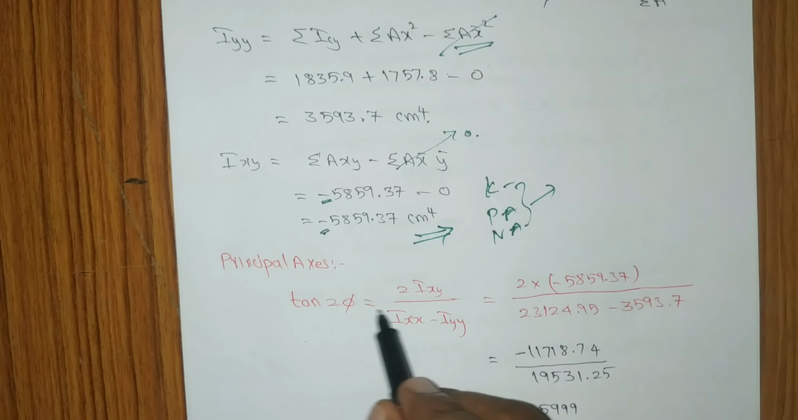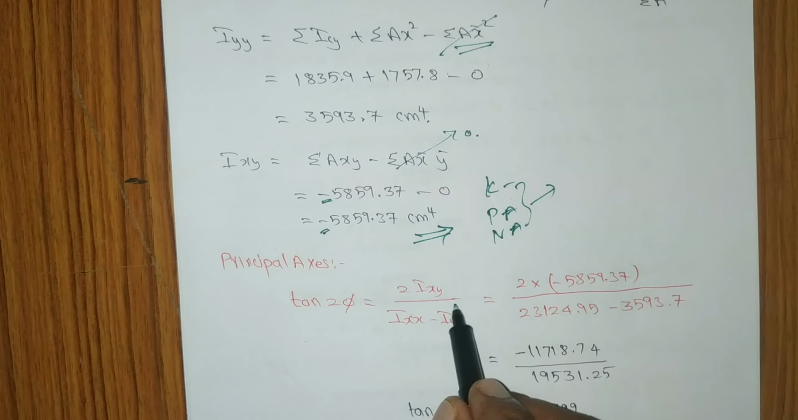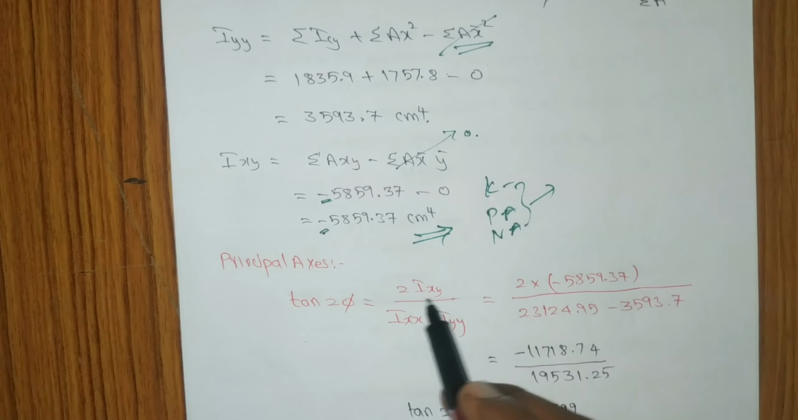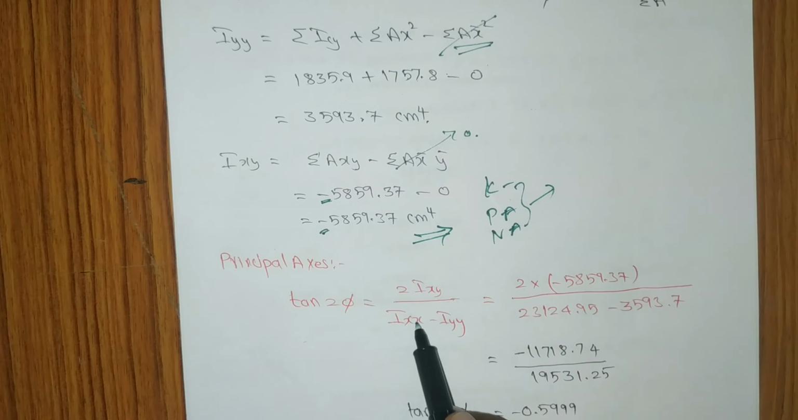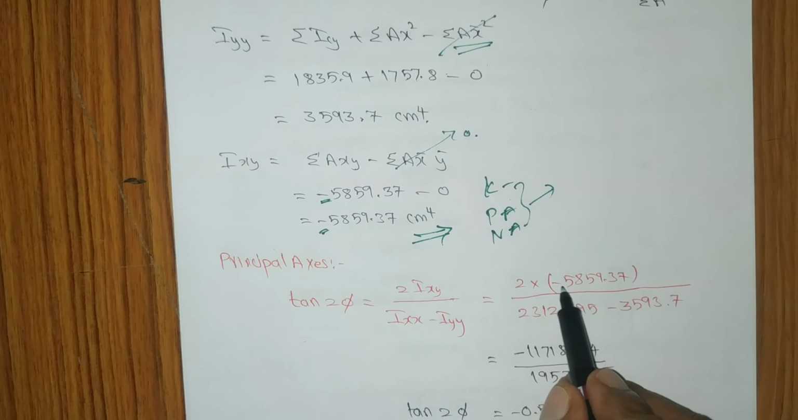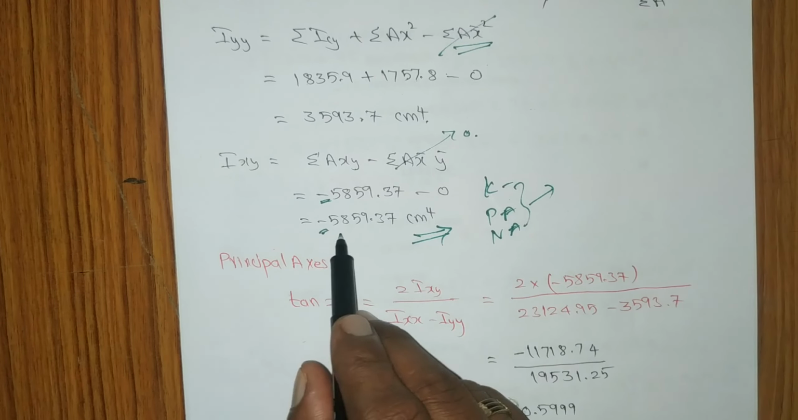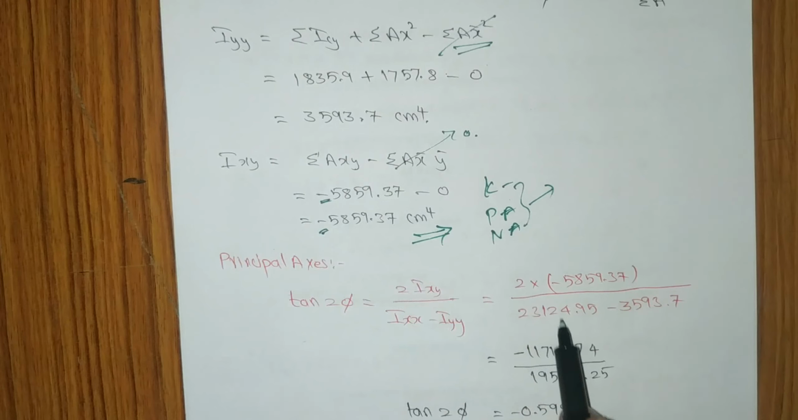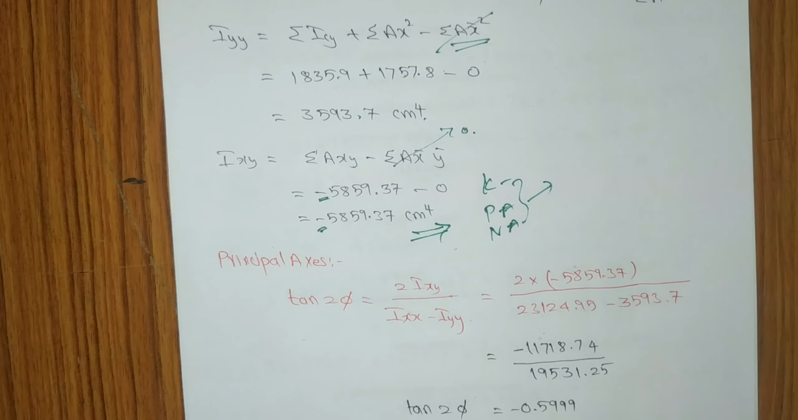So tan 2φ equals 2Ixy divided by (Ixx minus Iyy). Here we find Ixx and Iyy. This minus is indicating here: minus into 2 into minus 5859.37 divided by the Ixx value minus the Iyy value. We put it in, and we are getting a minus value. The value of tan 2φ equals minus 0.5999.